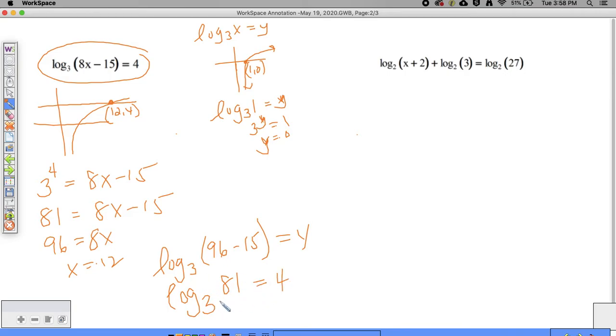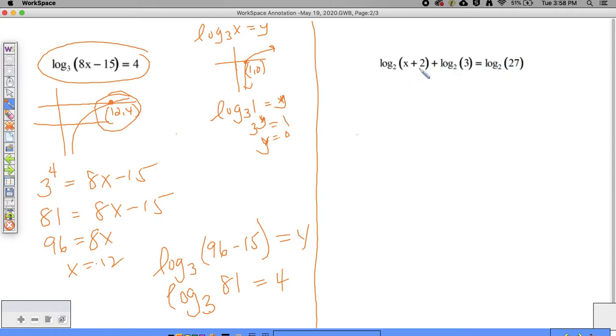Is that true? And the answer is, yeah, it is. Log base 3 of 81 is, in fact, 4, because 3 to the 4th power is, in fact, 81. So therefore, the solution to this function is 12. Now, when we move on to something even a little juicier, take a look at this.